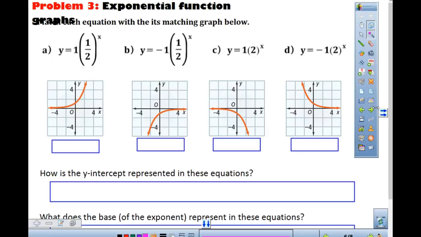All right. So now we're looking at these equations and we're trying to figure out which equation matches the graph. Now, we can kind of see a couple of key points. This point, if you notice this is 4, where would you say this point is? 0 what?